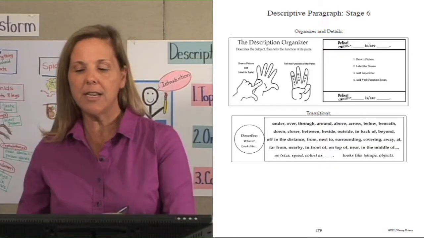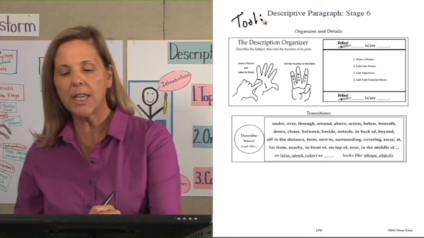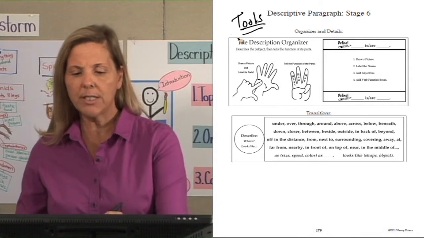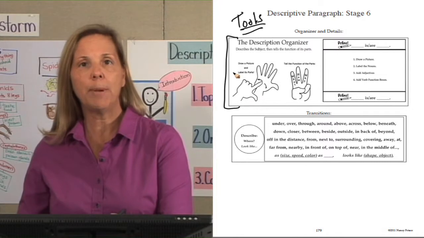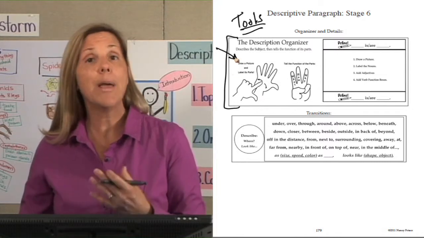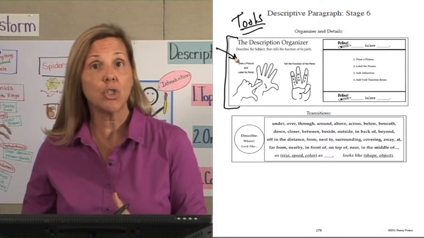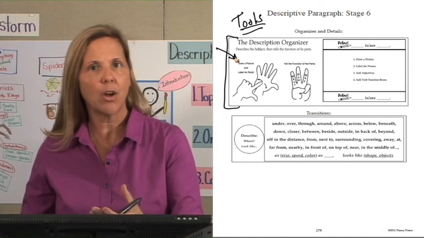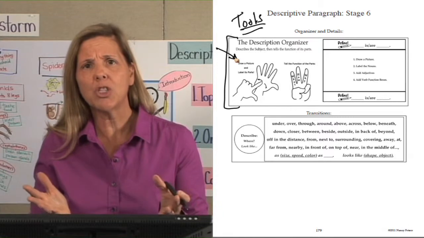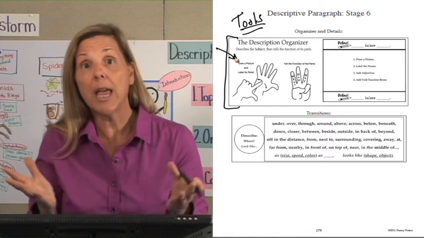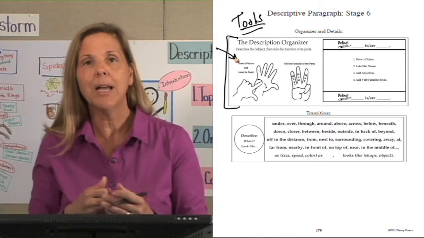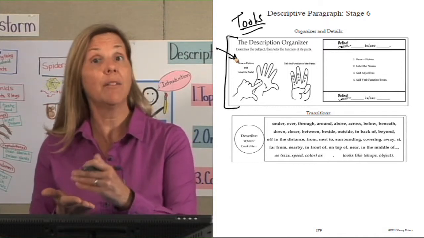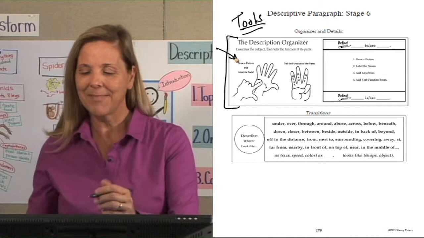On page 179 are all the tools that you need in order to teach the descriptive paragraph. Notice in this box, we have a picture of the hand sign, the memory device that I teach the students so that they can write a descriptive paragraph independently on their own. There's nothing worse than when children have organizers and they don't know how to use them. The hand sign is a memory device that walks them through the steps of how to fill in their organizer.